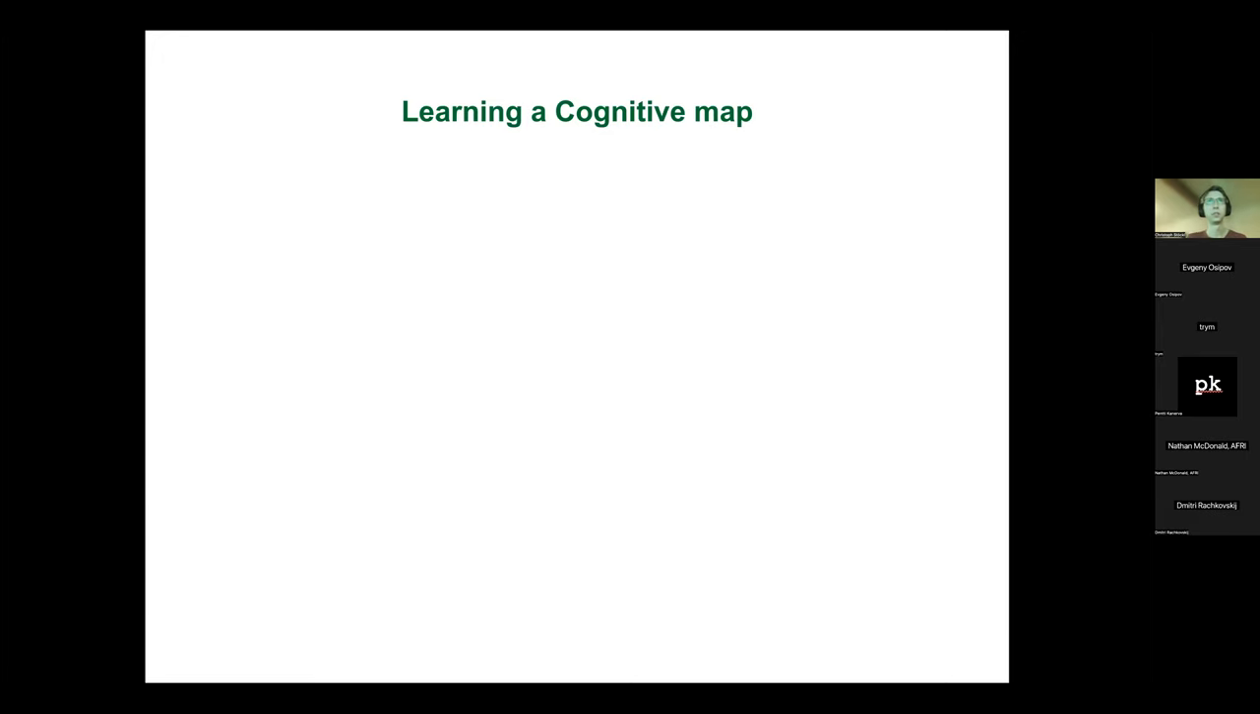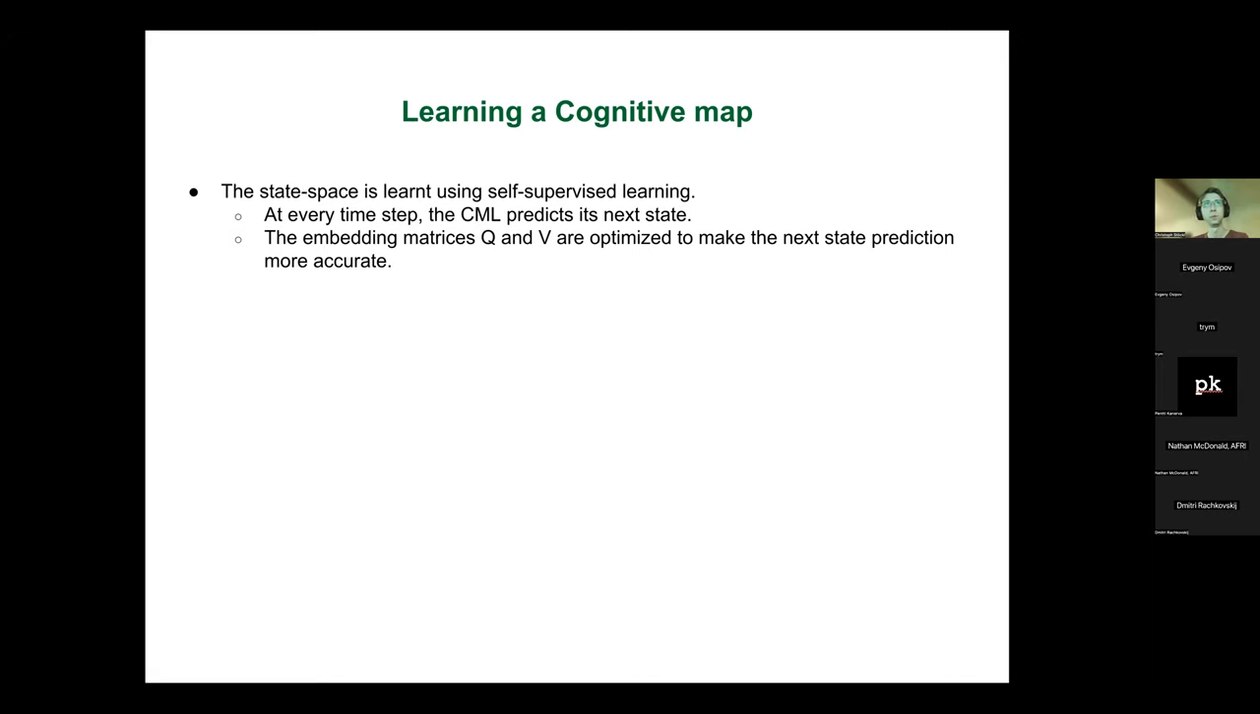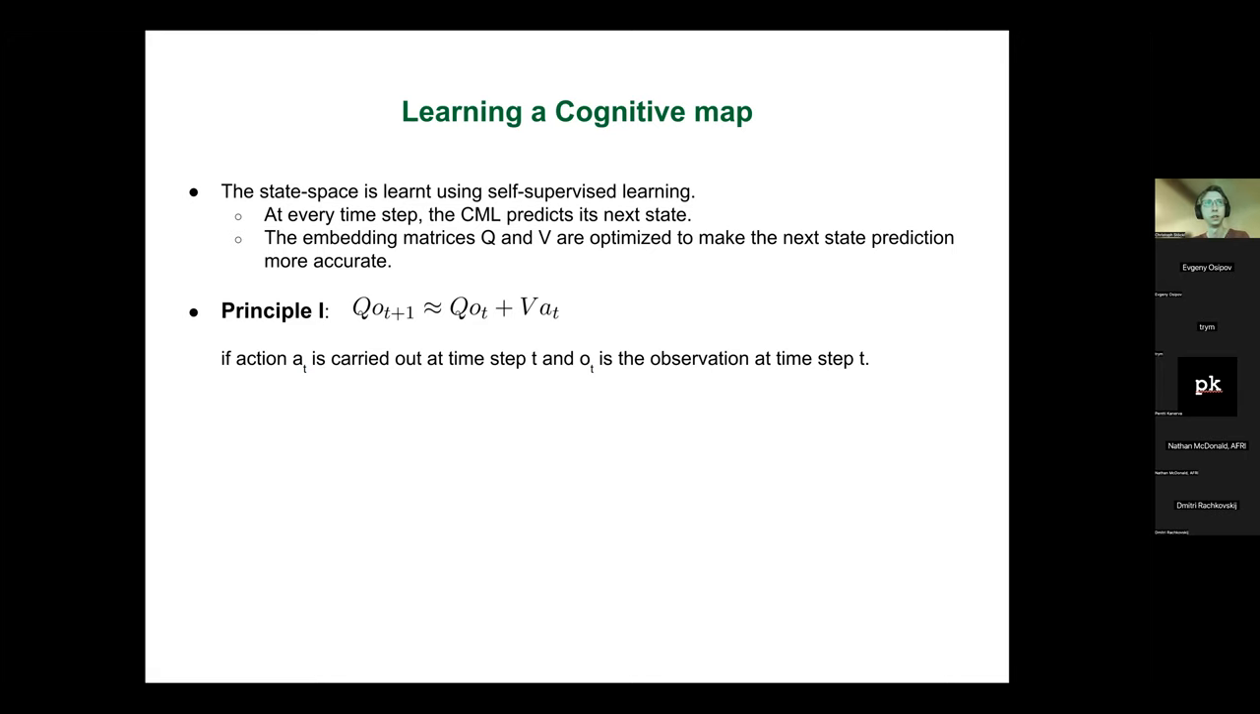So how does one learn such a cognitive map, or how does one optimize the state space? This is usually done using self-supervised learning, where the CML predicts at every time step the next state. More precisely, these matrices Q and V are optimized to make the next state prediction more accurate. This is governed by what we call principle one, which basically says that Q times O of t plus one, the state embedding of the next observation, should be roughly equal to the current state embedding, or state, plus whatever impact the current action has.